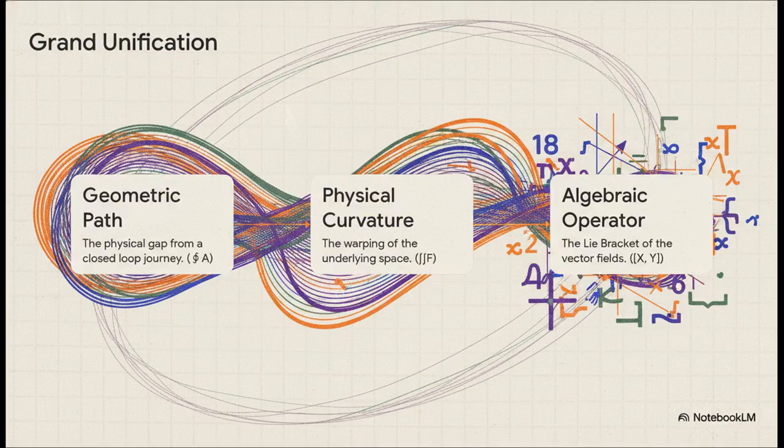So this brings us to this really beautiful, unified idea. That physical gap we saw from just turning and moving, the abstract math formula of the Lie bracket, and even the curvature of space itself. They aren't actually different things. They're just 3 different languages describing the exact same fundamental truth about our universe.